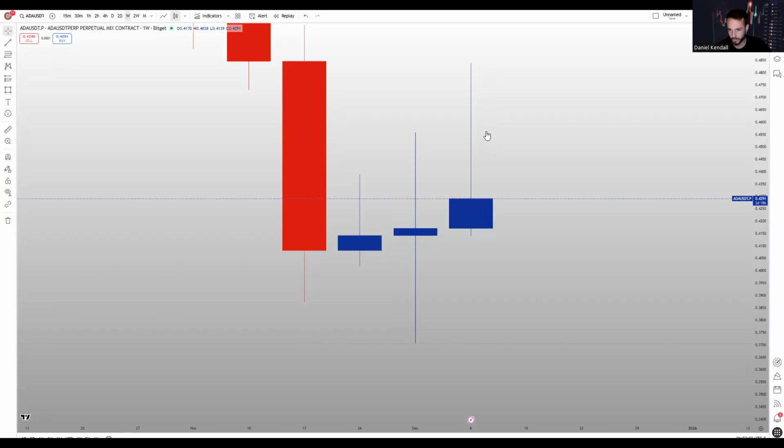All right, so I'm going to share my ADA chart. This is the monthly. I'm just going to hide this panel for a second. Hide framing panels. There you go. So this is the monthly chart for ADA.